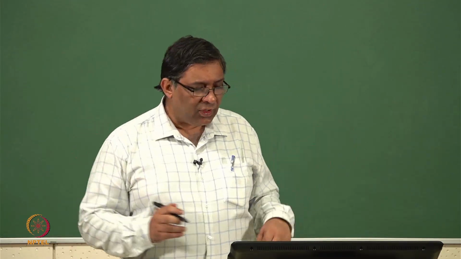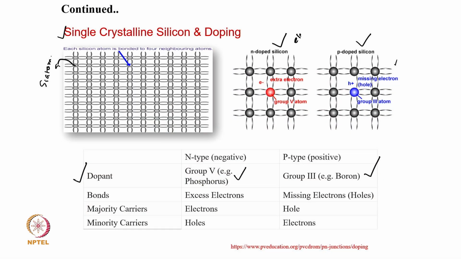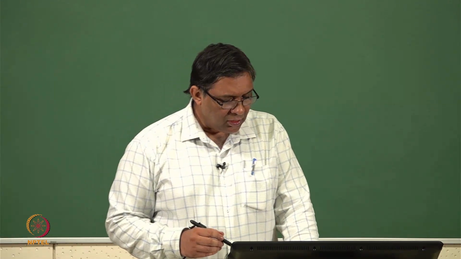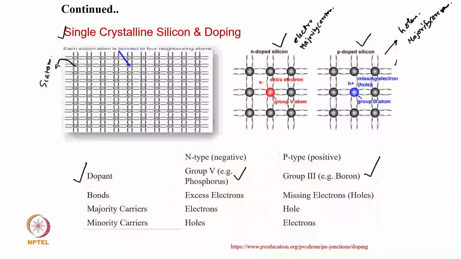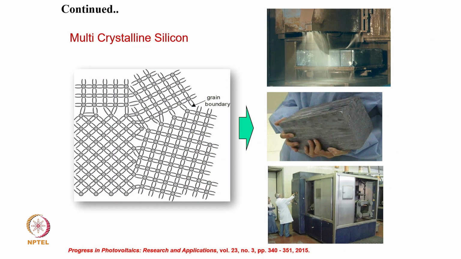So now the question is, in this case, electron is the majority carrier, and here holes are the majority. Okay, and in this case hole is the minority carrier, and in the second case the electron is the minority carrier. Okay, so this is a very basic thing of a single crystal silicon.